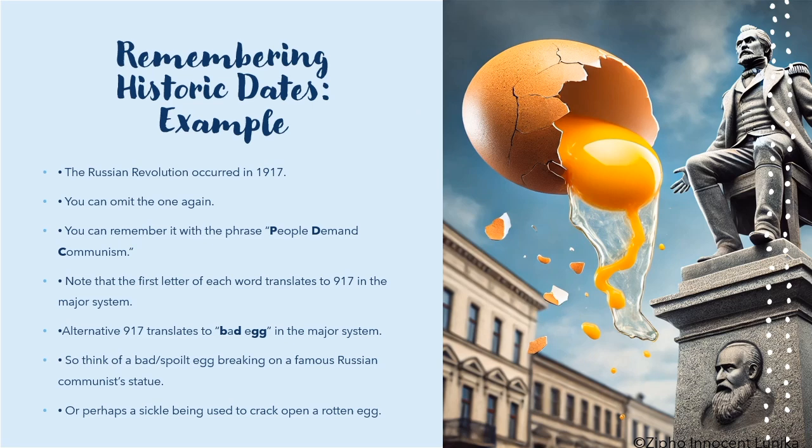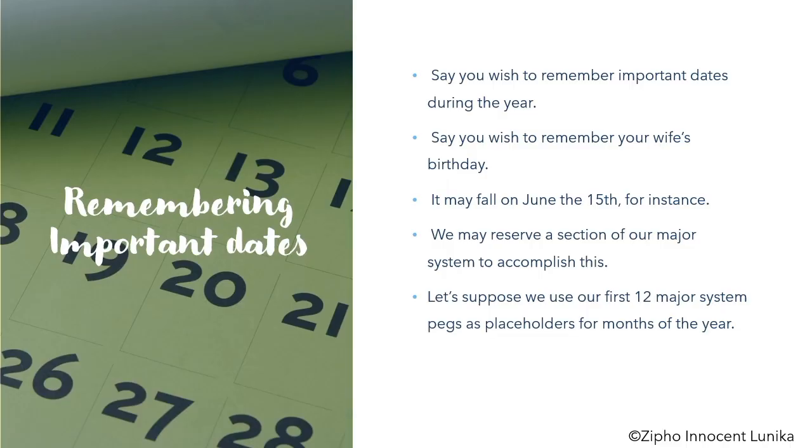What about dates that are important to you during the year? So say you wish to remember important dates during the year. Say you want to remember your wife's birthday or an anniversary. So it may fall on June 15th, for instance. So you may reserve a section of our major system to accomplish this. So let's suppose we use the first 12 major system pegs as placeholders for the months of the year. Let me just demonstrate how this works.